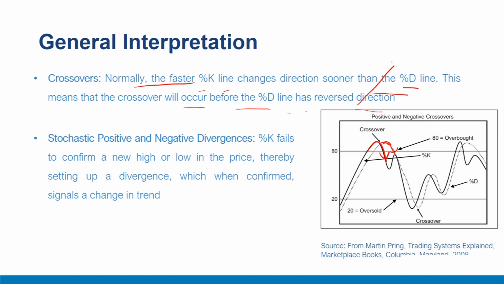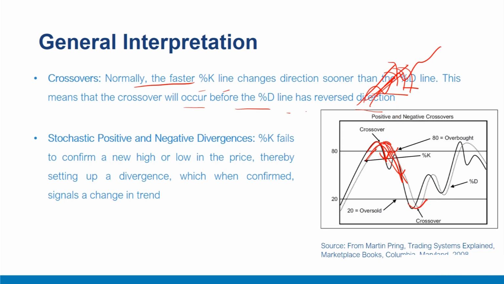Now at this stage, if price is going up, a negative divergence is set up. That means even if price is moving higher, the percent K line fails to confirm a new high in the price, and vice versa for lows, thereby setting up a negative divergence. If there is a negative divergence, this signals a reversal in trend, and it has higher strength because the percent K line is turning at an overbought level. So the chances of momentum falling are much higher, and therefore the current trend is weak, has less strength, and the chances of reversal are high.